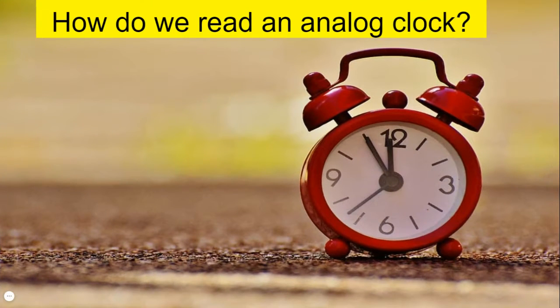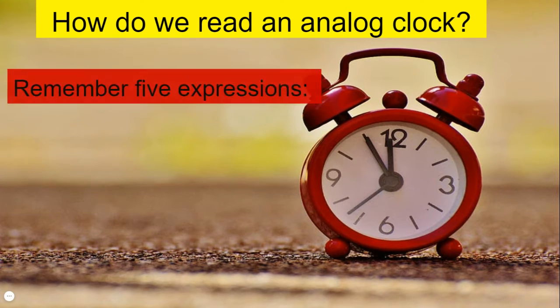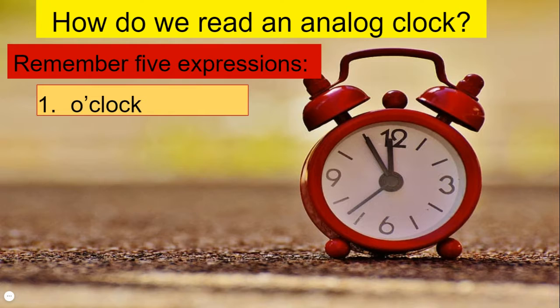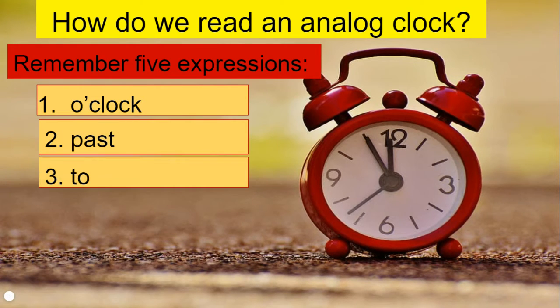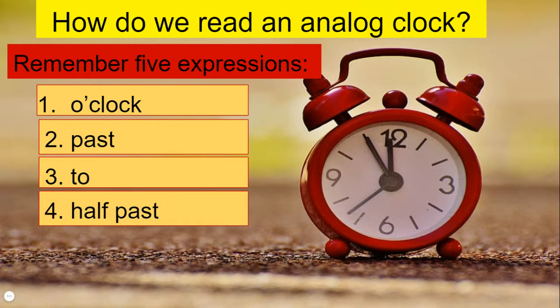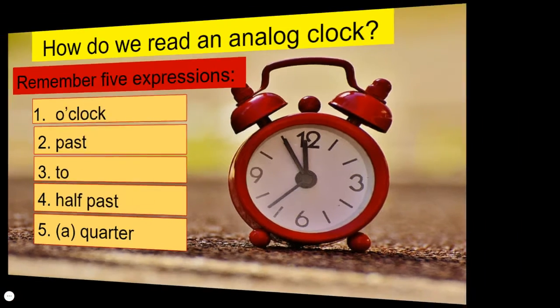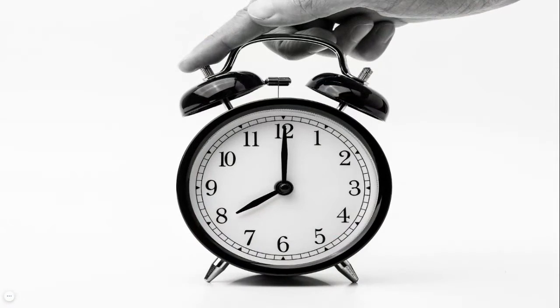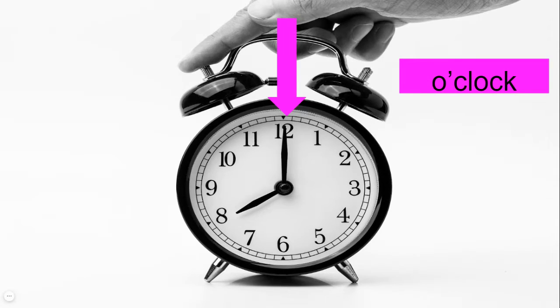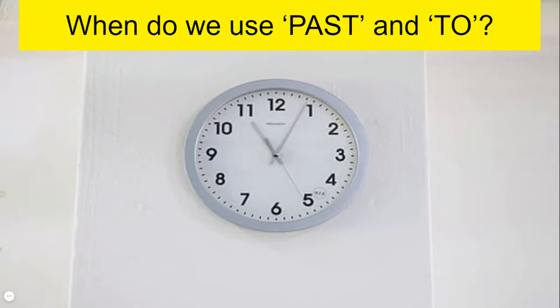How do you read an analog clock? Well, you need to remember 5 expressions: o'clock, past, to, half past, and a quarter or just quarter. Okay, but when do we use these 5 expressions? If the long hand is pointing to 12, we say o'clock. So what time is it on this clock? Right, it's 8 o'clock.